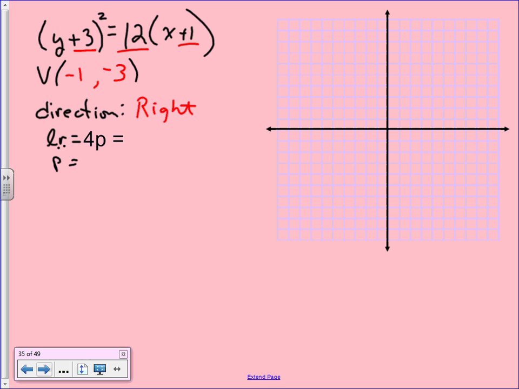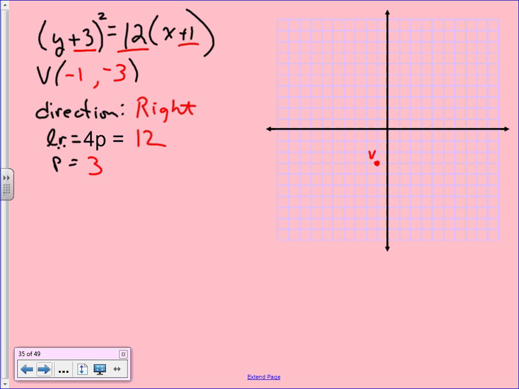And LR equals 4P, and 4P is 12 from our equation up there. So that makes P equal to 3, right? 4 into 12. And now we're ready to graph. Vertex, -1, -3. Okay, put a V by that.